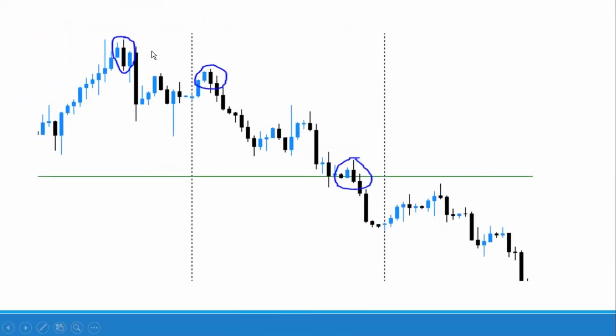Now, as you can see clearly, we have here a bearish engulfing. The market was moving to the upside. All of a sudden, we started seeing a rejection, and we have an engulfing candlestick here. You can see that the body closed below the low of the previous candle, forming an engulfing candle.